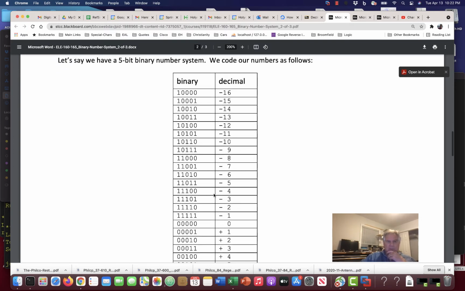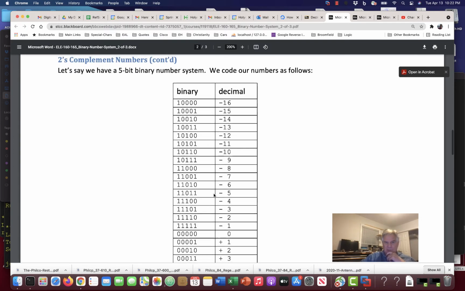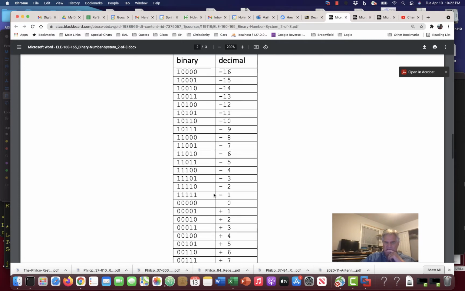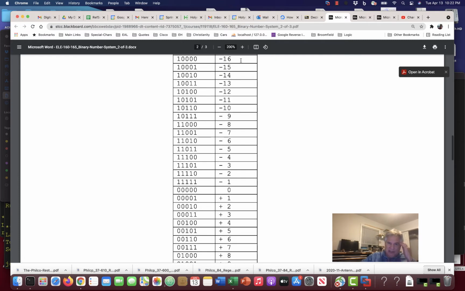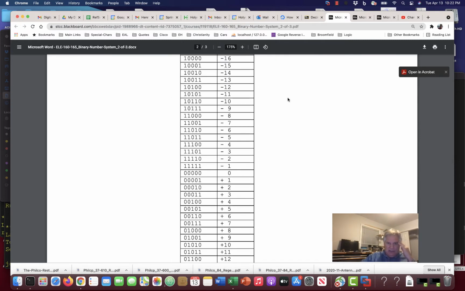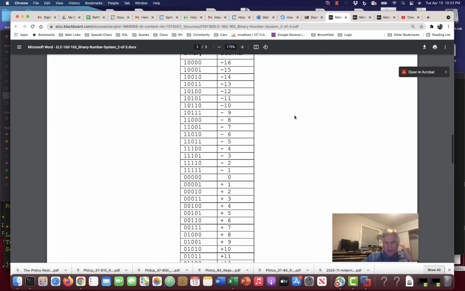Now the way 2's complement numbers work, and we don't see this in decimal really, but it can actually be. There's actually such a thing as 9's complement and that sort of thing.